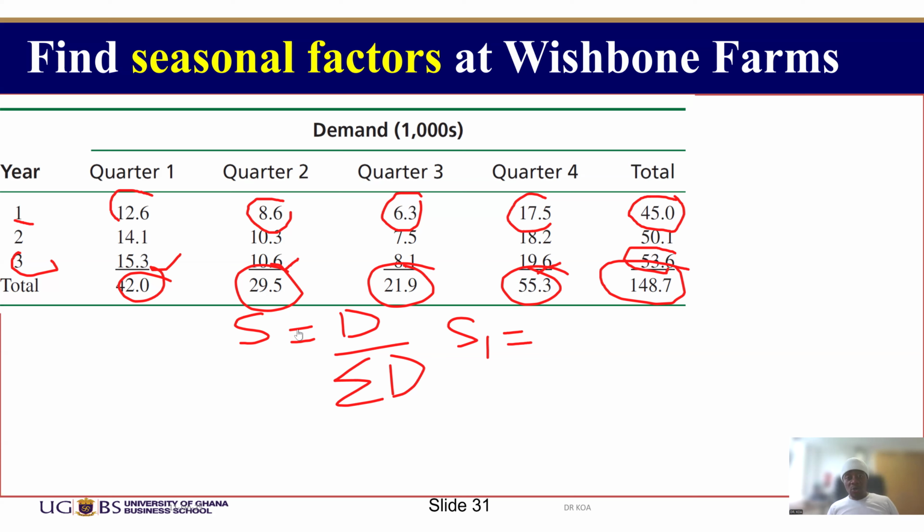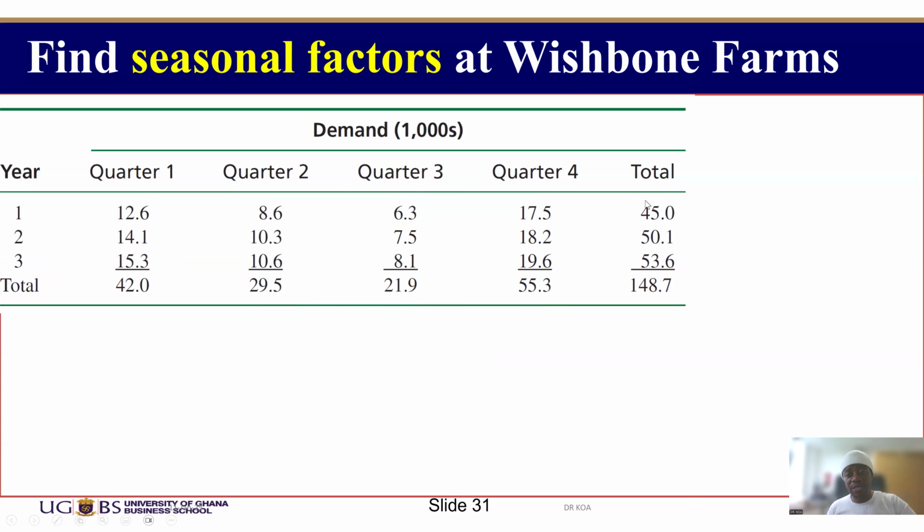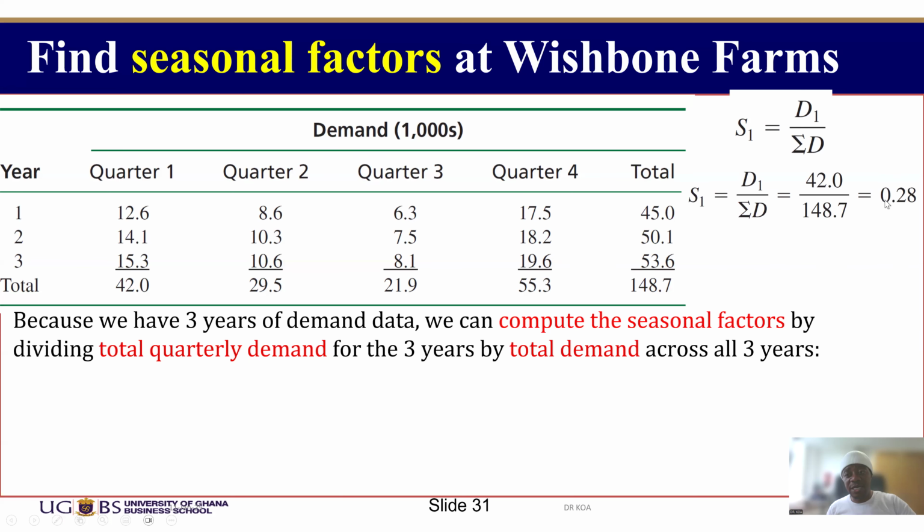Okay, so when you do that, you're going to get 42 divided by 148, and that is going to give you seasonal factor 1. Okay, and you can do the same thing for the others. So for the first one, S1, you're going to get 42.0 divided by 148.7. That will give you 0.28. That is the seasonal factor for season 1. Okay.